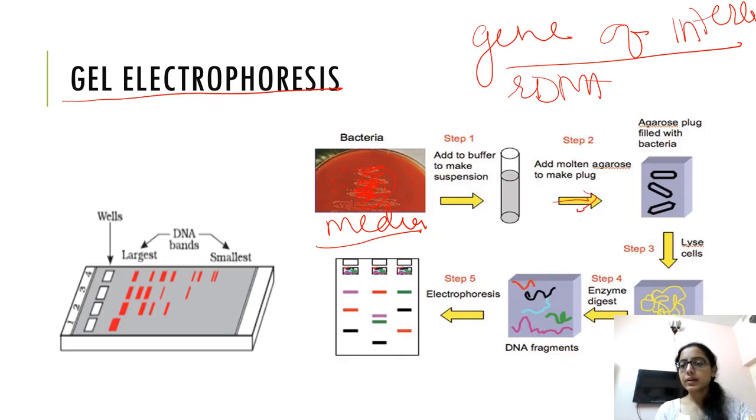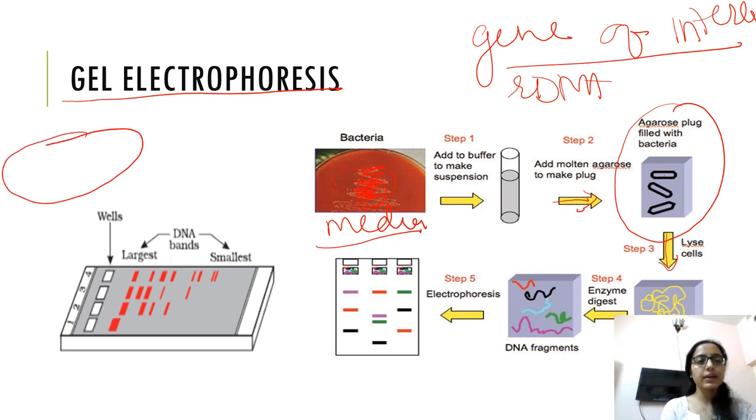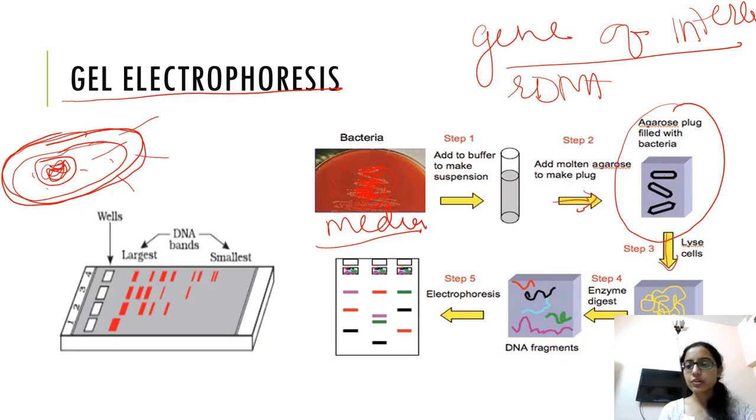Then we will do this process with agarose. Agarose is plugged with bacteria. Then we will lyse the cell, because you know the DNA is inside the cell. The cell has the cell wall, cell membrane, then different cell organelles, and in that the nuclear membrane, and in that the nucleus. So we need to break all this by the action of protease, lipase. These different enzymes break these parts of the cell and only DNA is obtained. These are the DNA fragments.